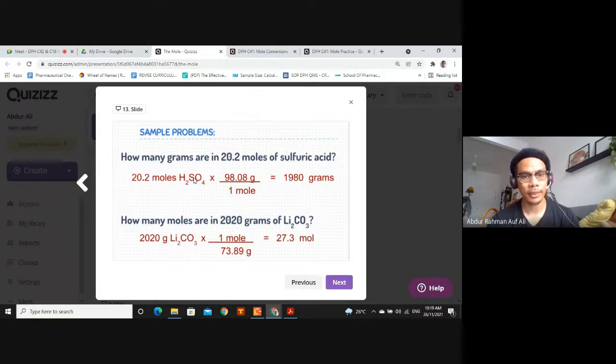Dia ada sulfur, tengok dalam periodic table berat dia berapa, and then tambah dengan hidrogen tadi. Oksigen berat dia berapa, darab dengan 4, and then tambah dengan the 2 hydrogens and the 1 sulfur. So in this case dia dah dapat 98.08. So 98.08 darab dengan 20.2 dapatlah berat dia dalam gram 1980 gram. Okay, so just fill in the formula tadi lah kalau kita dah ada berapa mole. Molar mass kita boleh cari menggunakan periodic table.